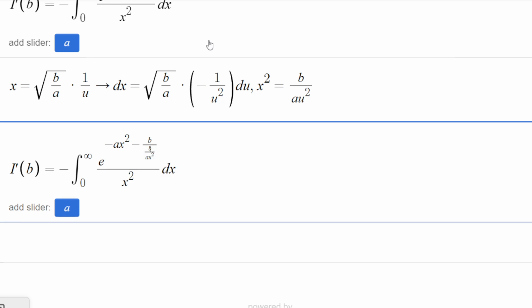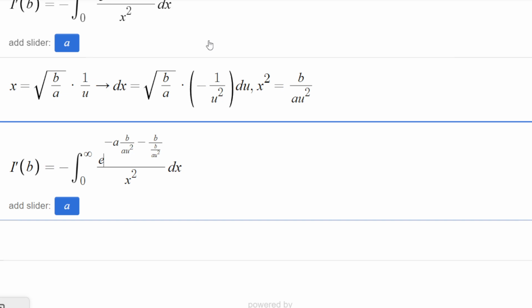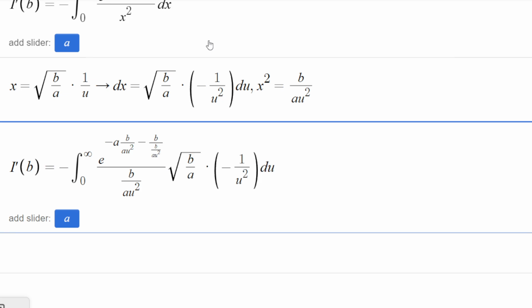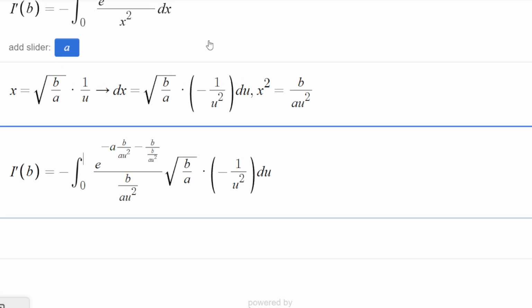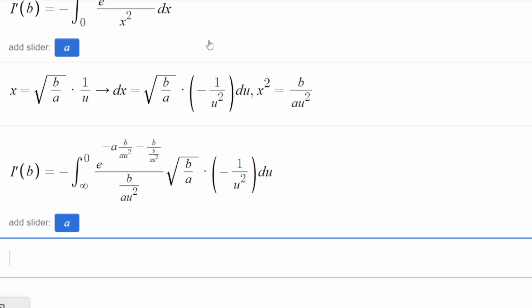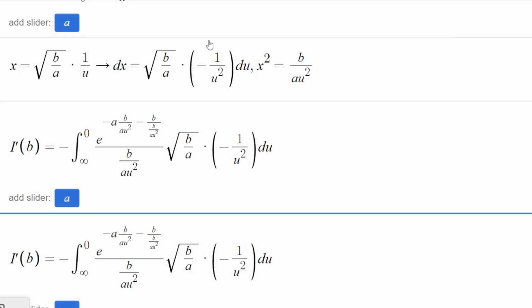All right, so all our x squareds become that. Our dx becomes this. And our bounds of integration, let's see. This is going to change to 0, and this is going to change to infinity. And we are done with our substitution. So let's go ahead and clean this up. Take care of some negative signs. This negative sign, we'll use it to switch the bounds. And we'll leave this negative sign out there.